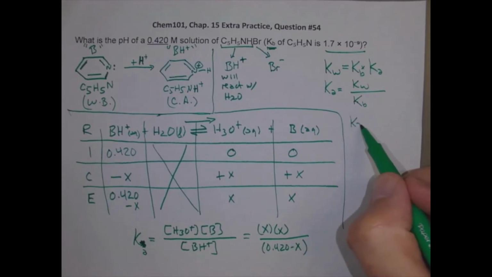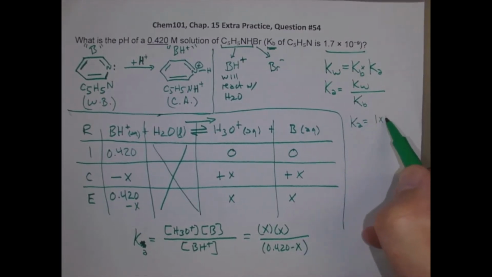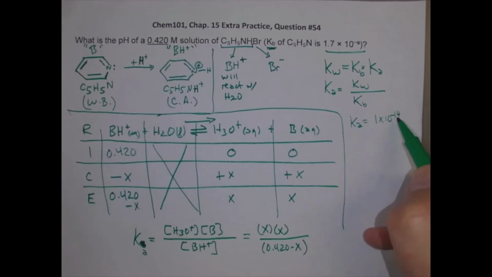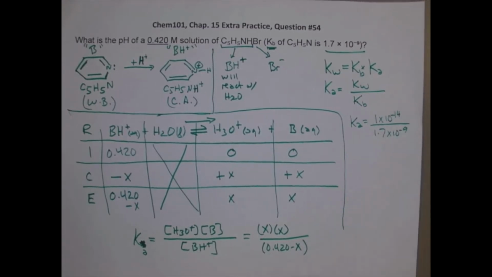So that Ka is going to be equal to 1 times 10 to the minus 14th divided by 1.7 times 10 to the minus 9. Right? And that turns out to be, if you do the math, 5.88 times 10 to the minus 6. Okay? So now I'm going to use that here. So all of this is equal to that Ka, 5.88 times 10 to the minus 6.